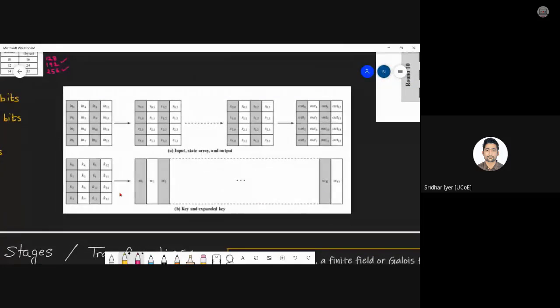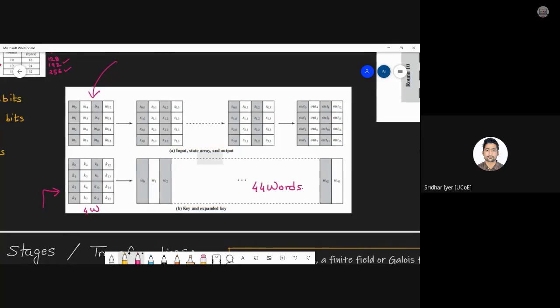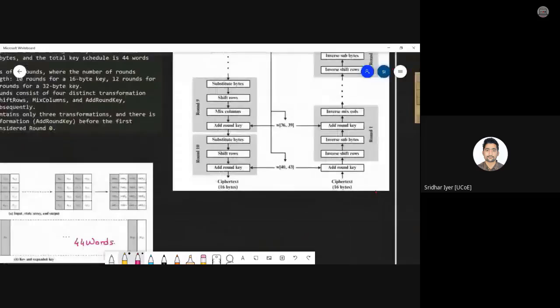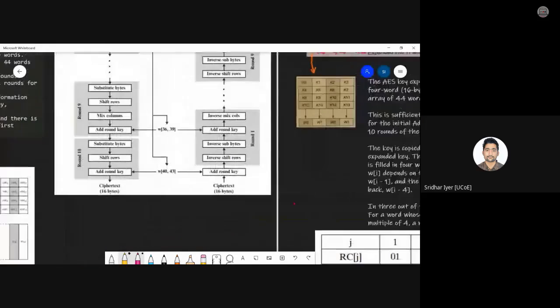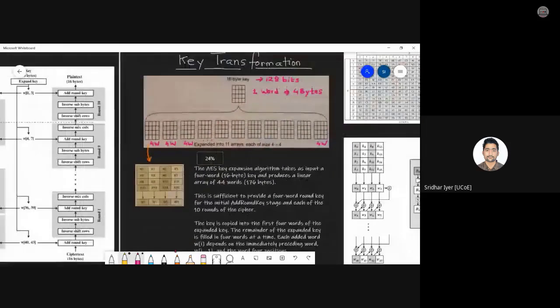For example, this is your input plain text, which gets converted into the state matrix and so on. And similarly, you will have your input key that is of 4 words, and it will ultimately be converted into your 11 round keys, that is 44-word keys, right? So let's see how to do this. What exactly is the principle behind this? It is a little trickier to understand. So stay connected. Let's see how it happens.